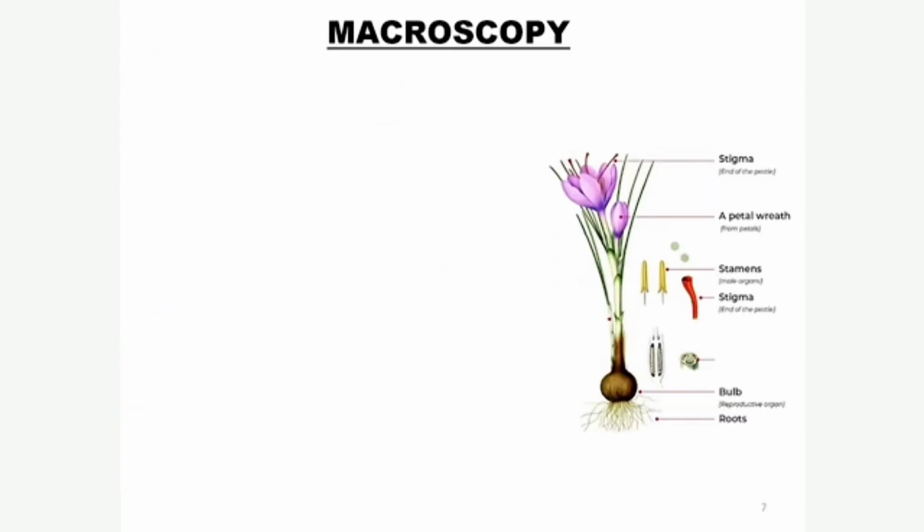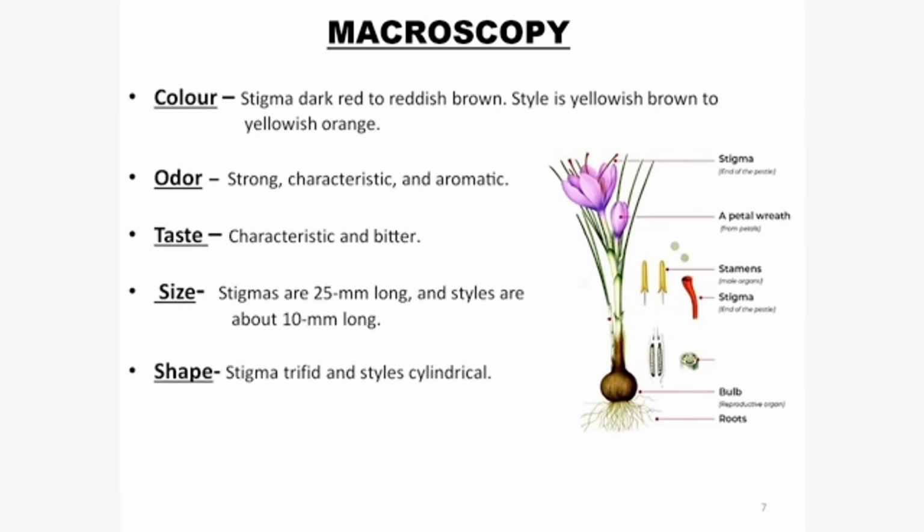Next, we discuss the macroscopy of the saffron flower. Saffron typically has a stigma that is dark red to reddish brown in color, and its style is yellowish brown to yellowish orange in color. Saffron has a strong, characteristic, aromatic odor and a bitter taste. Generally, the stigmas are about 25 mm long and the styles about 10 mm long. The stigmas are trifid in shape, and the styles are generally cylindrical in shape.